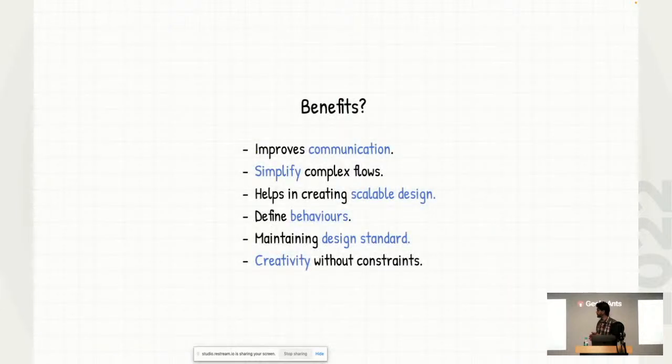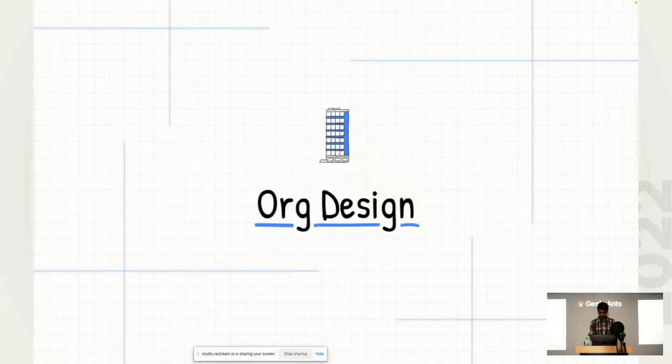And these are the same benefits which we just talked about. It will help you in communicating these behaviors to the developers better, simplifying these extremely complicated flows through flow arrows. A scalable design system is what will be extremely helpful in case you start naming the layers. It will help you define the behavior of various components once you start describing them. Maintaining design standards is what we achieve with the checklist. And last was the playground file, which was creativity without constraints.